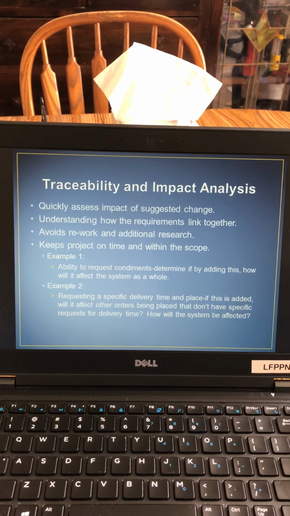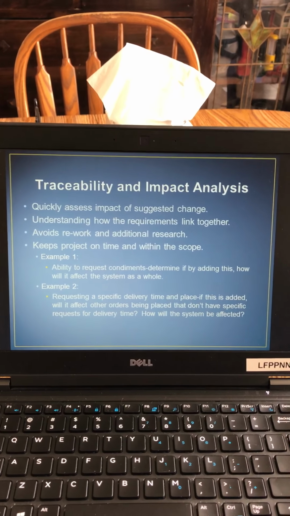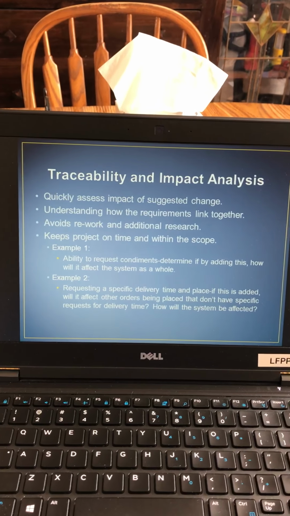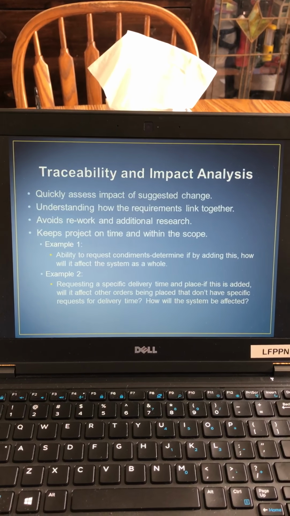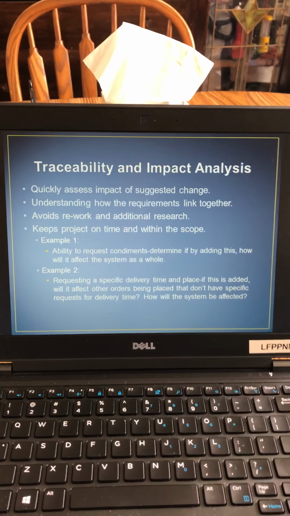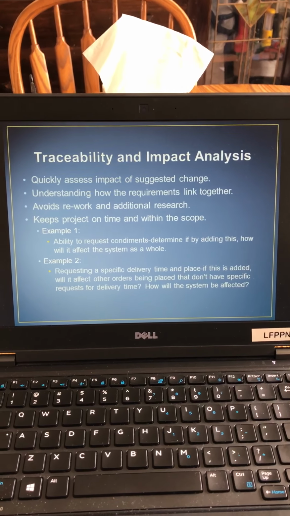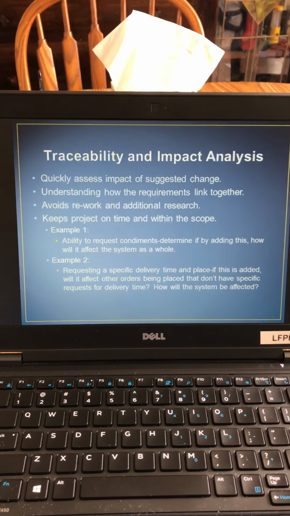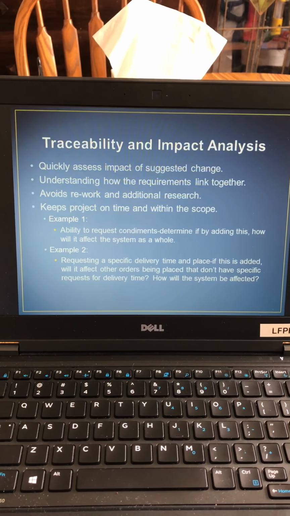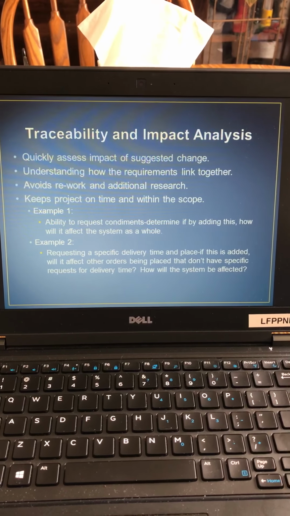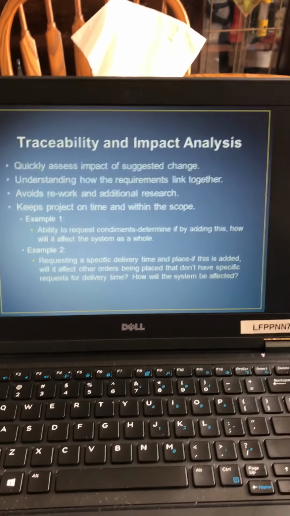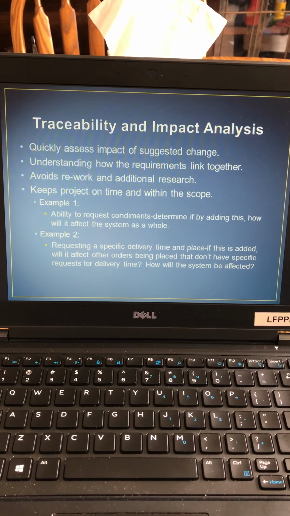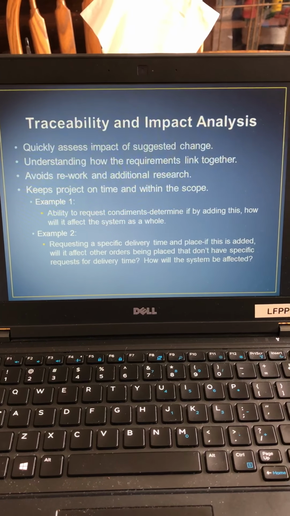Traceability is great because it can help to quickly assess the impact of a suggested change. And when an analyst is trying to make changes, they really have to know the impact of those changes before they make the change. It's very important to understand how the requirements link together. And if you do that, you can avoid a lot of rework and additional research. There's nothing more horrible than wasting time on research you've already done. And by establishing good traceability, you can avoid doing that.